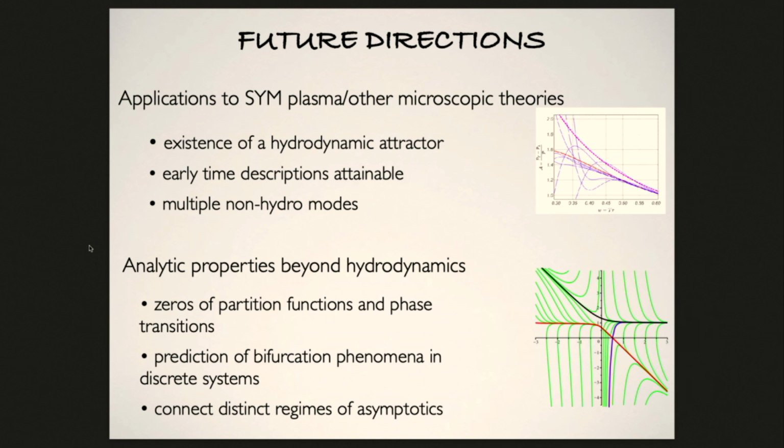There are other microscopic theories. If you have multiple non-hydro modes like super Yang-Mills, you could still hope to fix the first parameter sigma such that you'd still obtain an approximation of the early times. And then you can analyze, like I mentioned, zeros of partition functions for phase transitions. You can analyze bifurcation phenomena with these methods, of course. And yeah, distinct regimes of asymptotics. Imagine that you have asymptotics at IR, asymptotics at UV, and you wanted to match by doing some sums of this type. And thank you.